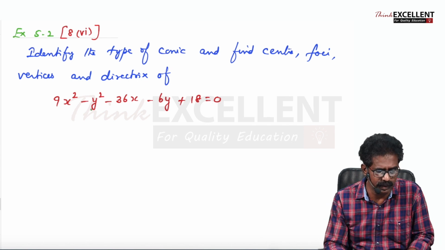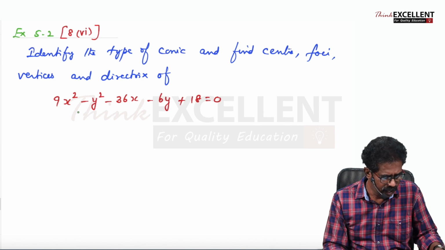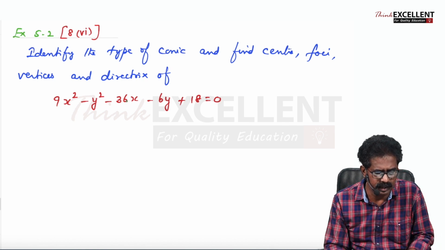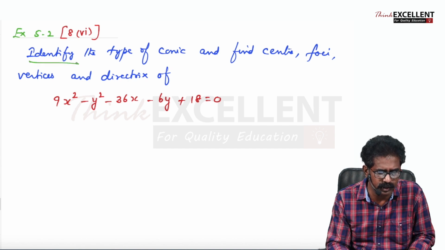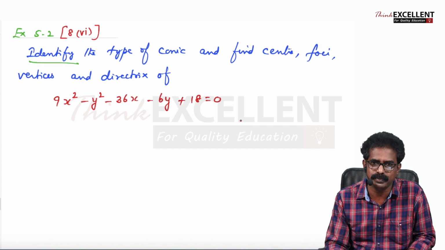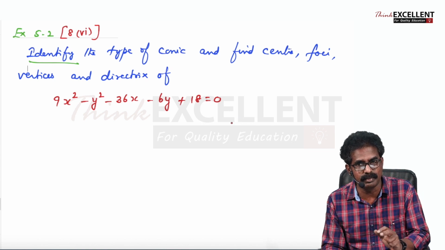Okay, so listen very carefully. 9x square minus y square minus 36x minus 6y plus 18 equal to 0. So first identify the conic. Already I taught the method. Now parabola, ellipse, we are doing hyperbola.